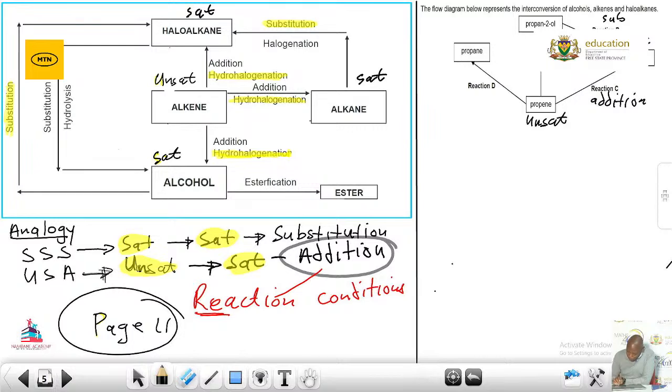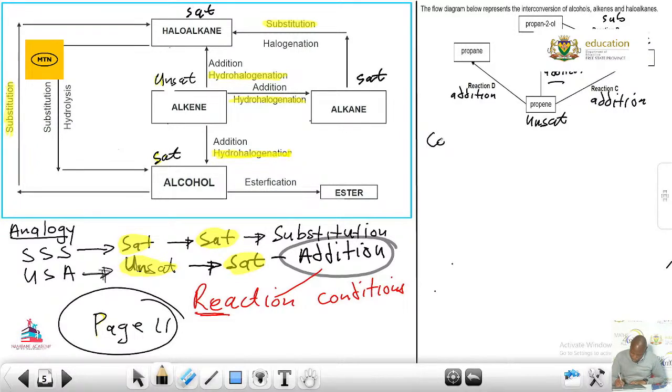reaction. Moving from propene to propane, that reaction D is also another addition. And if I am moving from propene to propan-2-ol, it's another addition reaction. But the only thing that I need now to worry about is what type of addition it is. So I am not going to be hunting out addition and substitution. I will confidently say this is addition. The only thing that now I need to worry about is what type of addition.